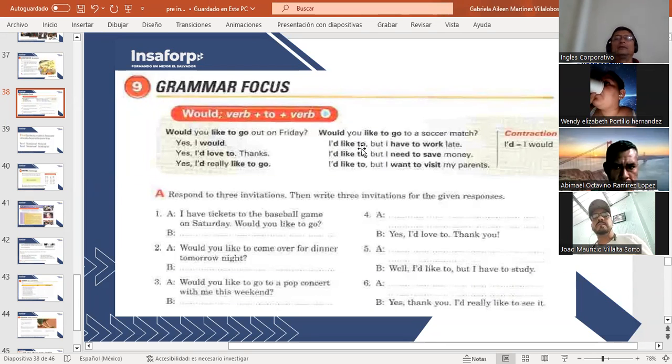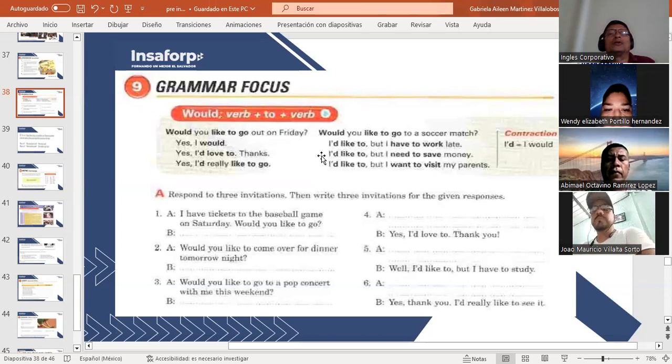Un porqué, ¿sí? Let's take a look at the other example. I'd like to, but I need to save some money. I'd like to, but I want to visit my parents. So I have to do something else. I'm gonna go to another place. I have plans, so I can't go. You say, me gustaría, pero.